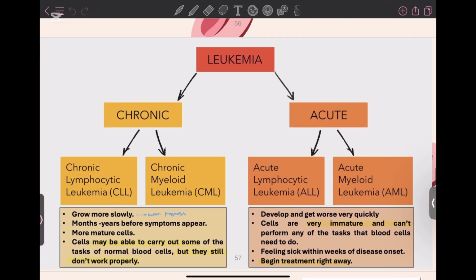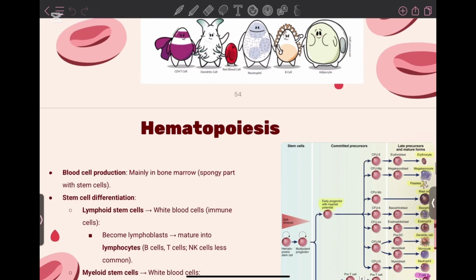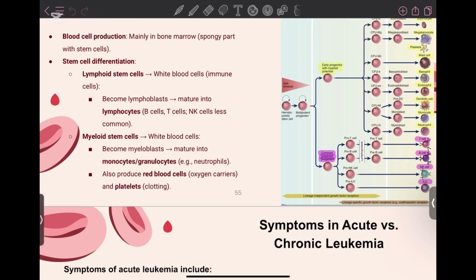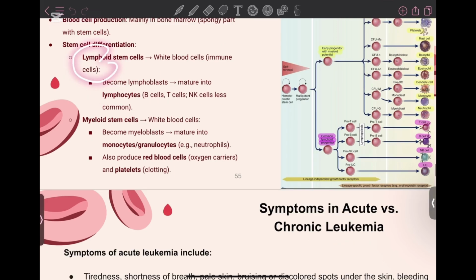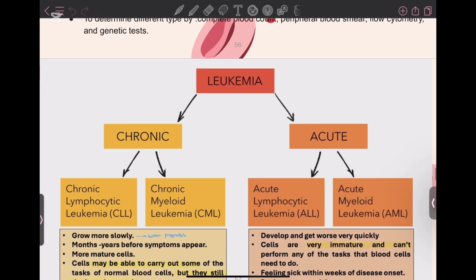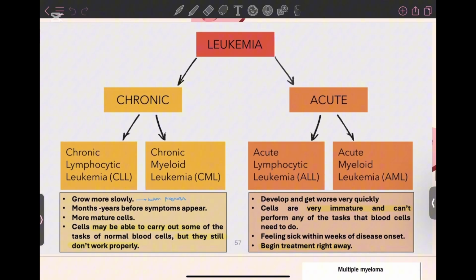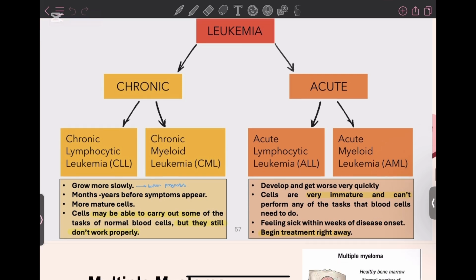Now, generally speaking, leukemia is further classified into chronic and acute. Acute is further divided by the stem cell lineage, whether it was the lymphoid or the myeloid. So we're going to have acute lymphocytic leukemia and acute myeloid leukemia. Same thing, chronic lymphocytic leukemia and chronic myeloid leukemia.